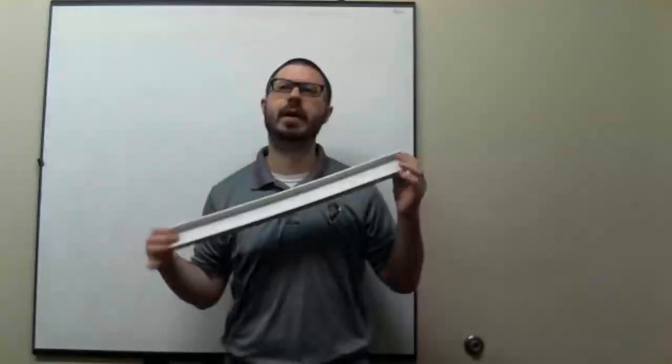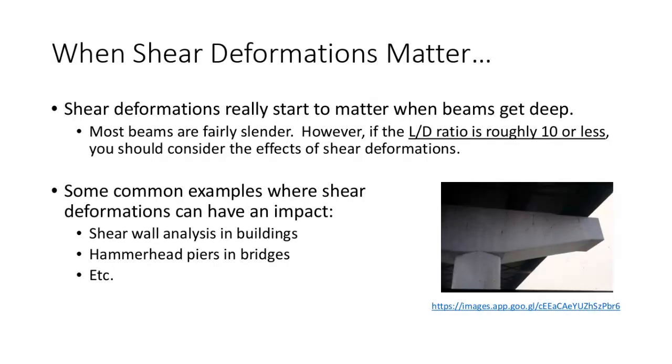But this is pretty typical, and most beams are fairly slender. There are some instances where that's not the case. Whenever you have a beam that's fairly deep, you get into a scenario where shear deformations really matter. What do I mean by deep? This is a rule of thumb, don't take this to the bank, but if your L/D ratio is roughly 10 or less, then you should really start to consider the effects of shear deformations.